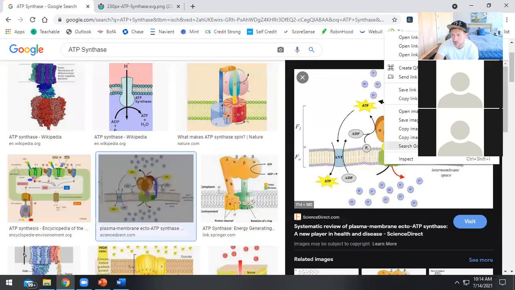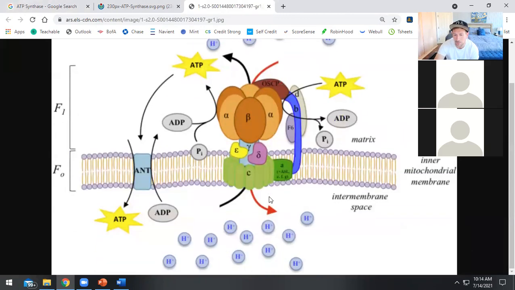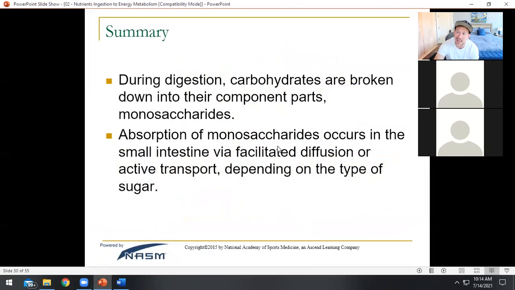Actually, you know what? Here we go. This is great. See all this? See all that hydrogen, all those little protons right there? They're going to get squeezed through this little pump until eventually they become a bunch of ATP. So that's what NAD and FAD are. They're byproducts of the Krebs cycle that have a lot of protons that haven't become energy just yet.